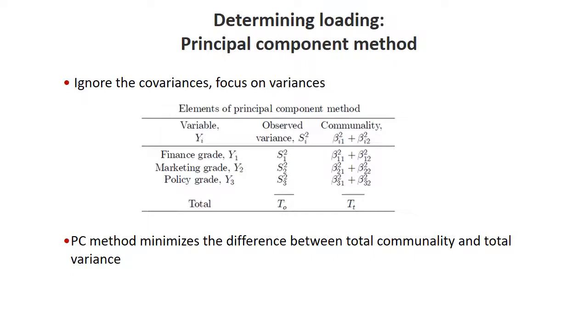So there are many methods, again, for both operations. I'll just focus on the most common one. The first one is called the principal component method for step 1. So here, what we're going to do is ignore the covariance terms. I'm only going to look at the observed variances, and the observed variances are represented by these observed communalities. So this is the total variance, and this is the total communality. What we'd like is to minimize the difference between those two and find loadings that can reflect that.